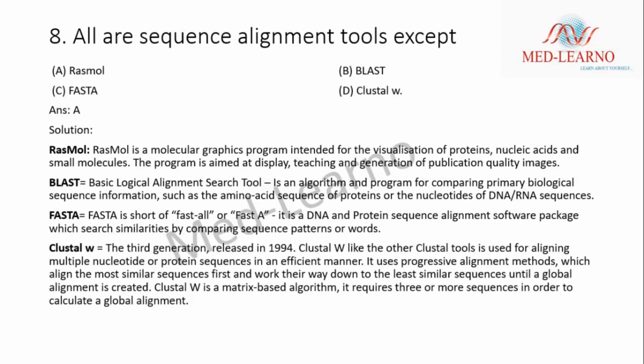Clustal W, the third generation, released in 1994. Clustal W, like other Clustal tools, is used for aligning multiple nucleotide or protein sequences in an efficient manner. It uses progressive alignment methods which align the most similar sequences first and work their way down to the least similar sequences until a global alignment is created. Clustal W is a metric-based algorithm. It requires 3 or more sequences in order to calculate a global alignment.